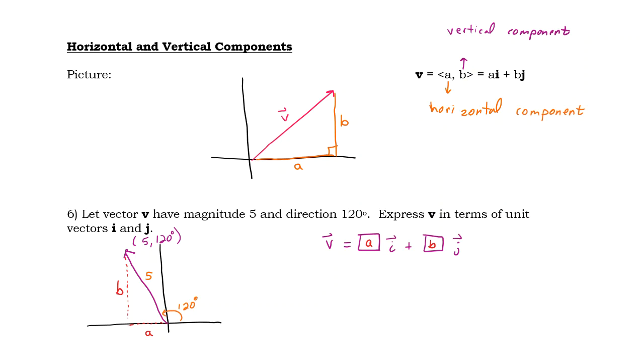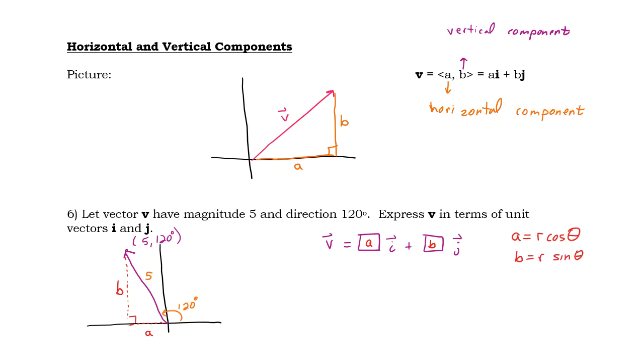All right, so how are we going to find a and b? Well, we could use right triangle trigonometry, right? We could also use our polar conversions. We know that a is going to be equal to r cosine theta. I'm using a just because that's how I have it labeled in the picture. It's the x component, right? And b is r sine theta.